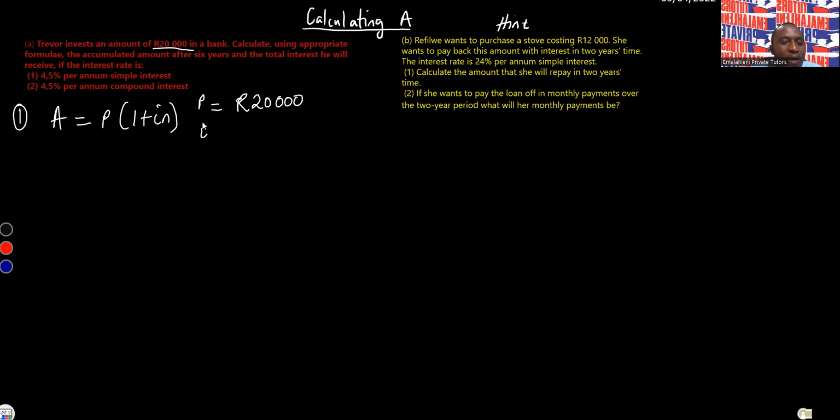Okay. Then we have our I. What is our interest? Our interest is 4.5, so as a percent it is 4.5 over 100. Now, what else do we have there? We have the N. N is equal to the number of years, in this case 6. Now, we're going to substitute the values into our formula. It's going to be P is 20,000, in bracket 1 plus, what is our I? It's 4.5 over 100 times, what is our N? Times 6. Then we calculate and we get our answer.